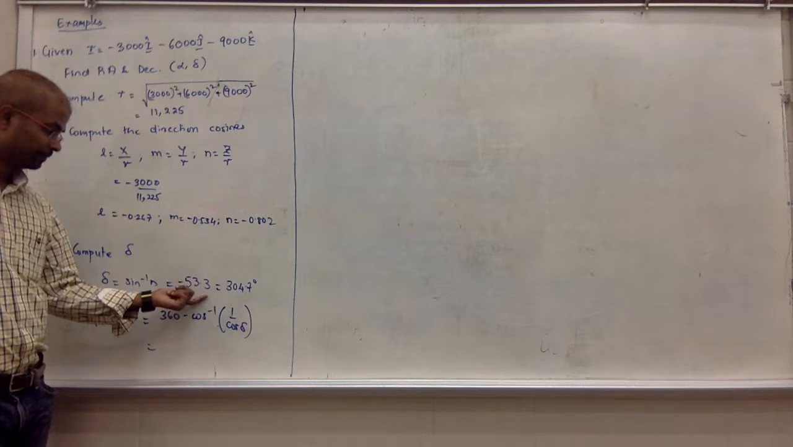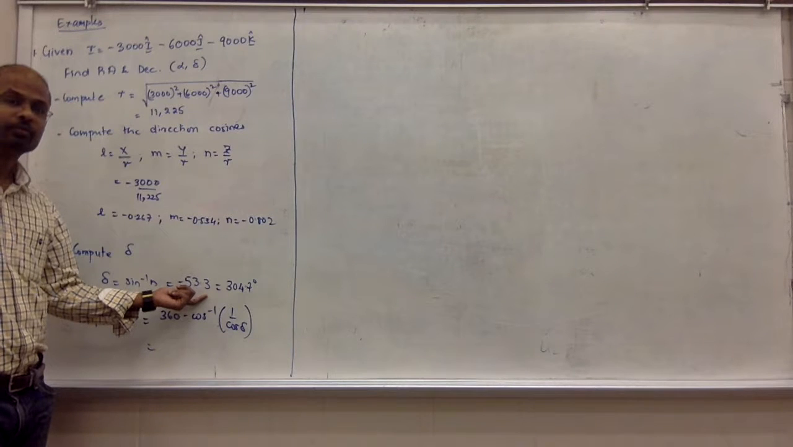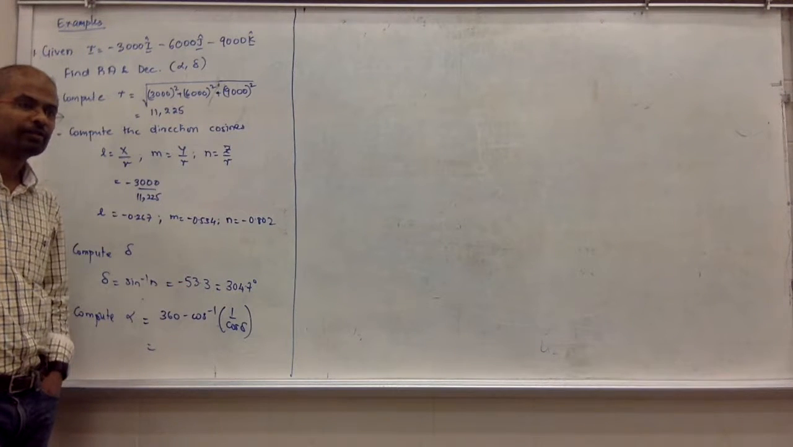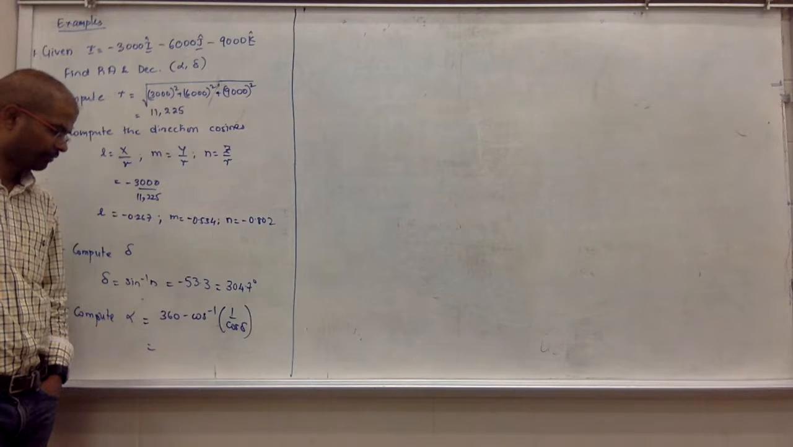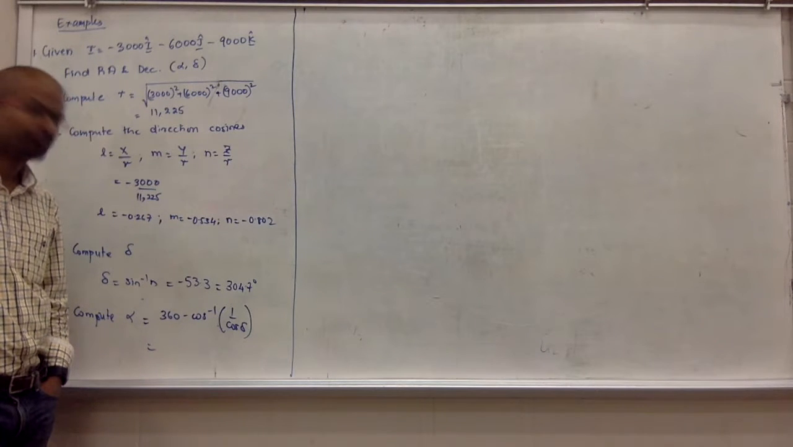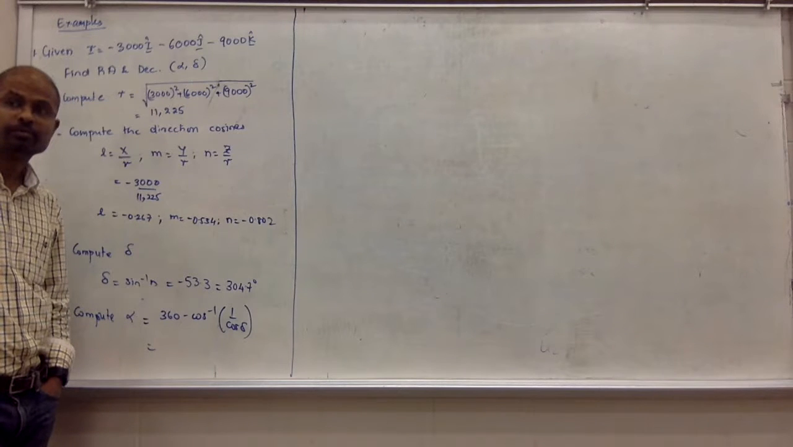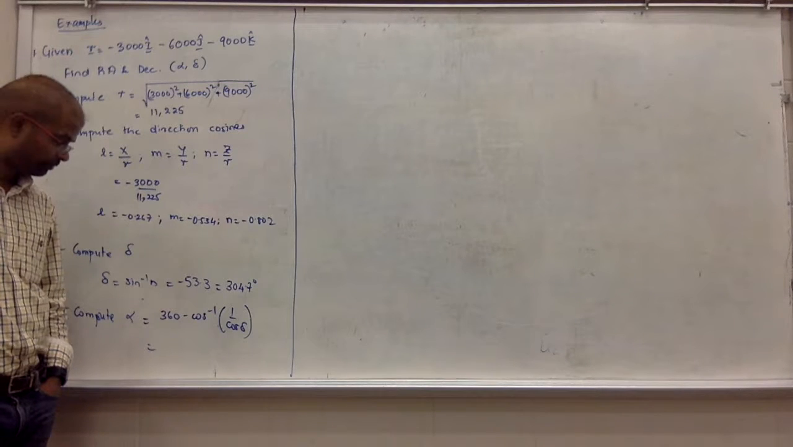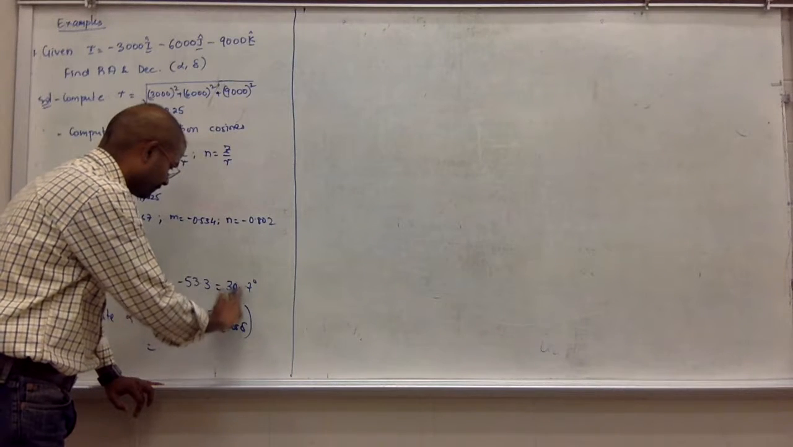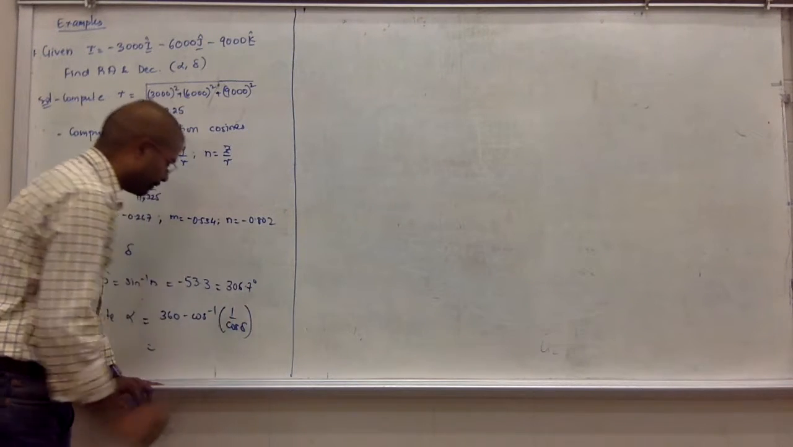Is this correct? Check for this. Cosine 53.3. Is it the same as this? Should be the same. Minus 32... Sine inverse sine, it's supposed to be 306.5. You are right. It's still a domain error.